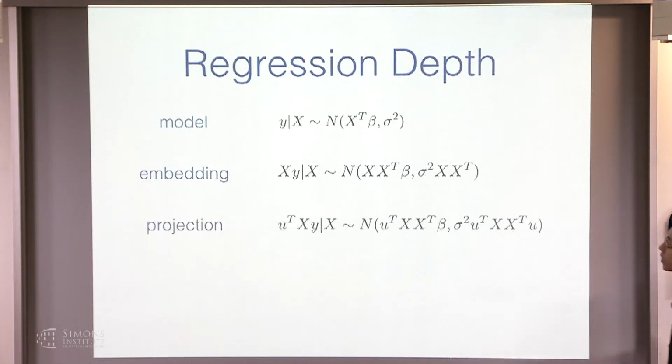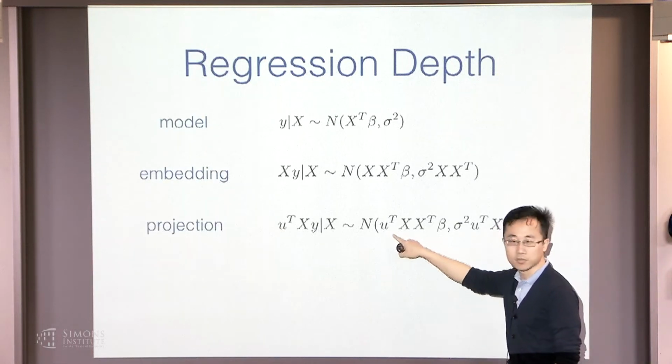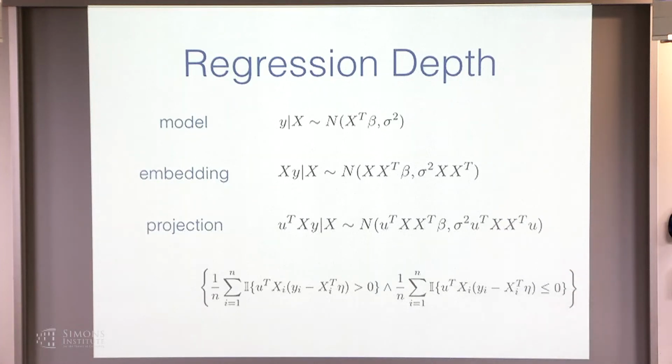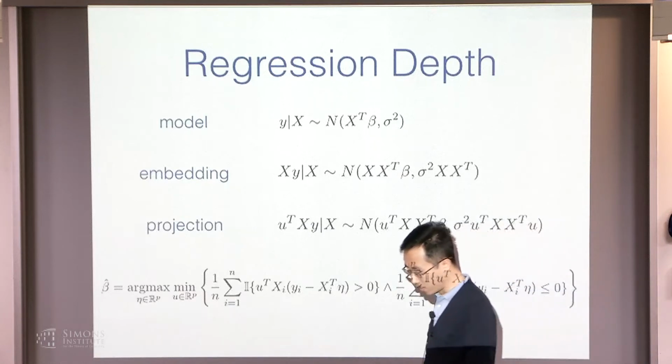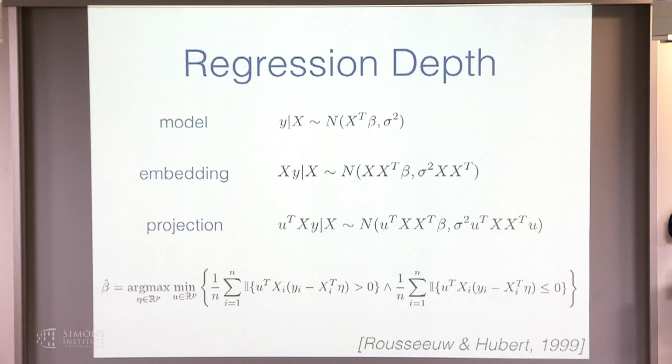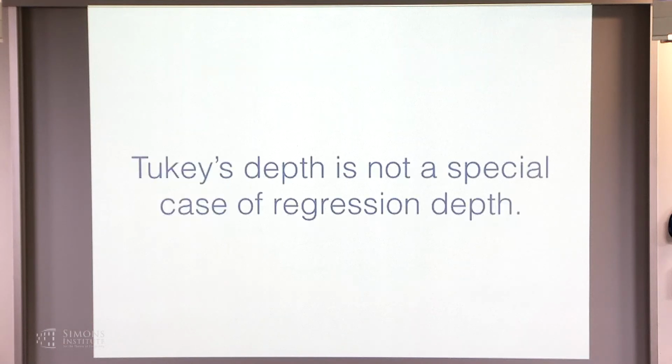Now you can use Tukey's idea to project it back onto a one-dimensional subspace and write down a similar formula as Tukey's median. So this gives you the definition of what is known as the regression depth function. The maximizer of the regression depth is a robust regression coefficient estimator. And this was proposed by Rousseeuw and Hubert in 1999. Okay, so you may think, well, this is a more general idea than Tukey's median. Maybe Tukey's median is a special case of regression depth, but it is not true. Tukey's median is not a special case of regression depth.